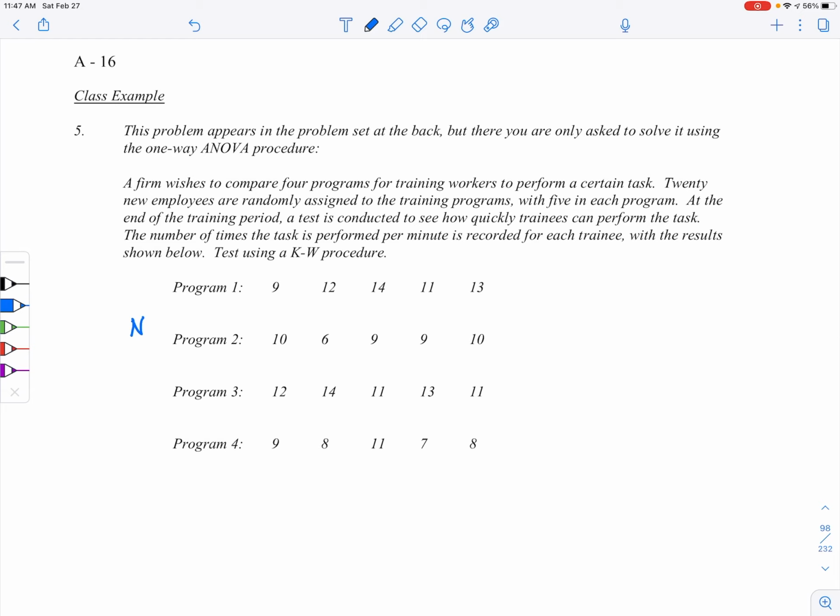Now, that is obviously an interval variable. So nominal versus interval means that we should be using ANOVA, right? And in fact, I ask you to do this as an ANOVA problem in the additional problems at the back of this unit. Why would we use a KW test? Well, if we put it into the ANOVA template, we might find that either normality fails or that the homogeneity of variance test fails.